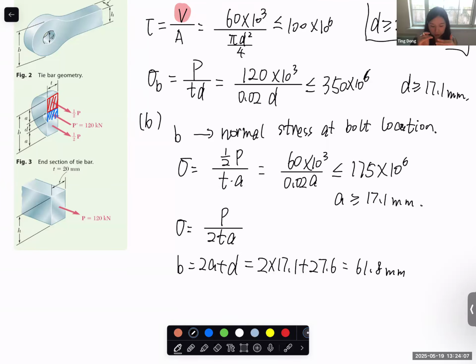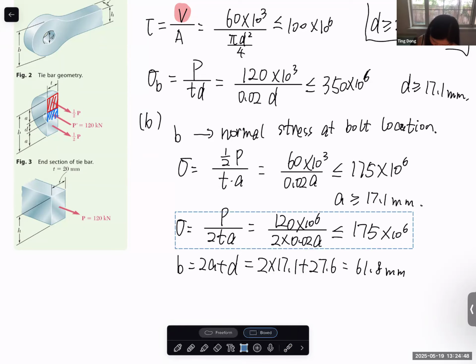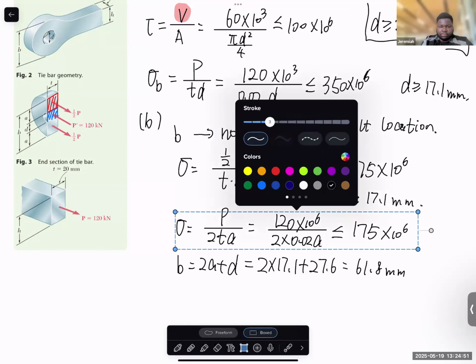And that's why we keep saying that determining whether a structure will fail or be safe is not about the force. The force can be halved or doubled if you consider a different area, but the stress is always force per unit area, and we compare it with allowable stress. Allowable stress doesn't change. So if you consider this area plus this area, then this becomes 120 and 2 times 0.02 times A, and this is smaller than or equal to 17526. You get the same thing. Okay, thank you. You're welcome.